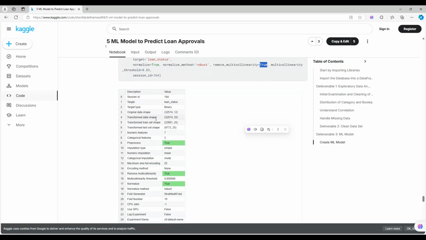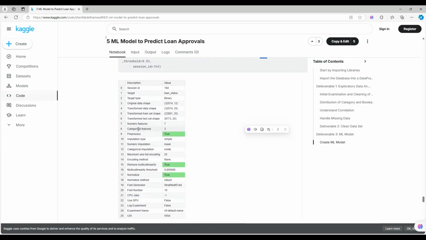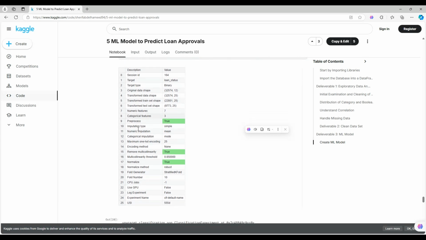And once we run that, we have our setup of the model. So it tells us this is a session ID, you're targeting the loan status. The target type is binary, is 0 or 1. The original data shape is you have 32 inputs and 12 columns. We transformed it into having 25 columns since there are some that have categories. We have numerical features of 7. We have categorical features of 3. All sounds good.